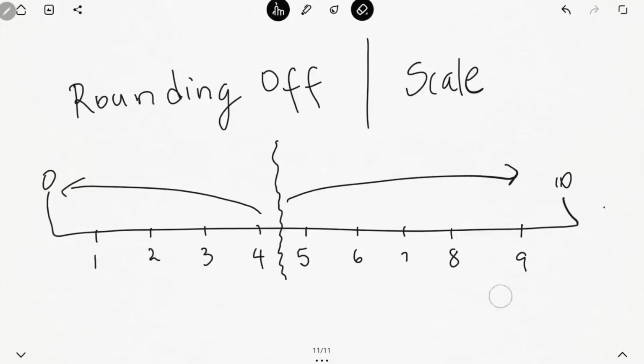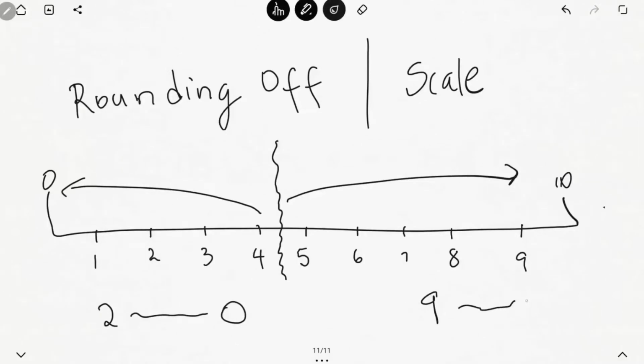Let's do another example here. Make sure you get it. If someone were to ask me what's the closest tens number to 2, again, 2 is less than 4, so we need to round down to 0. What's the closest 10 to 9? The closest 10 would be 10.